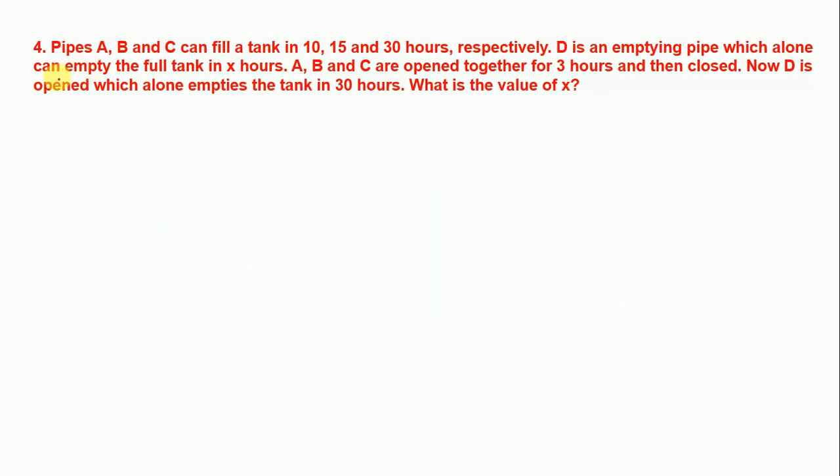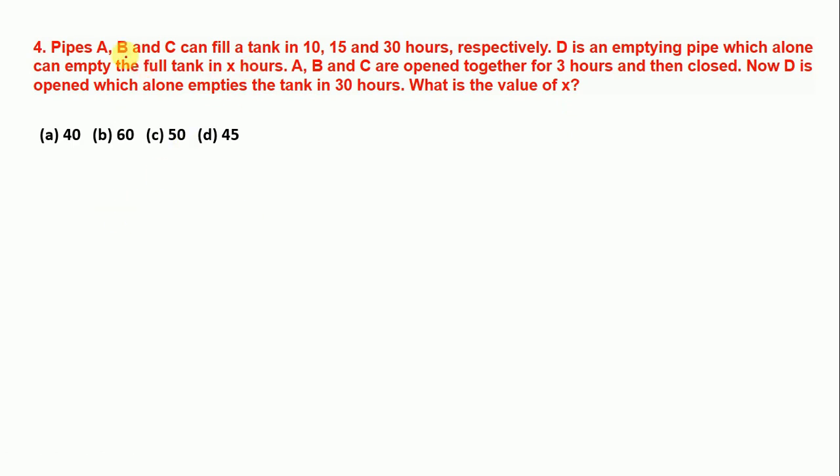Now question 4th. Pipe A, B and C can fill a tank in 10, 15 and 30 hours respectively. D is an emptying pipe which alone can empty the full tank in X hours. A, B and C are opened for 3 hours and then closed. Now D is opened which alone empties the tank in 30 hours. What is the value of X?